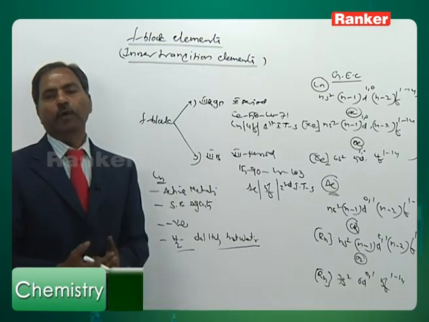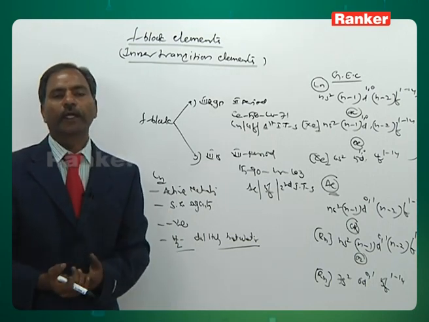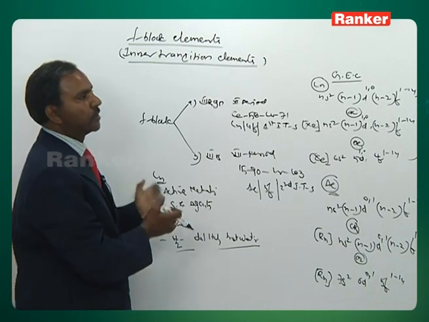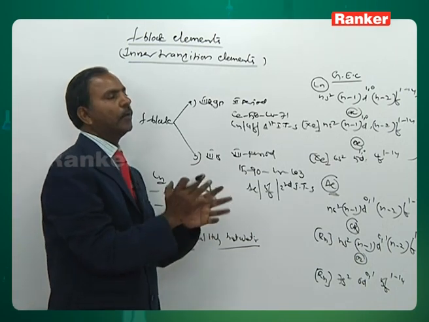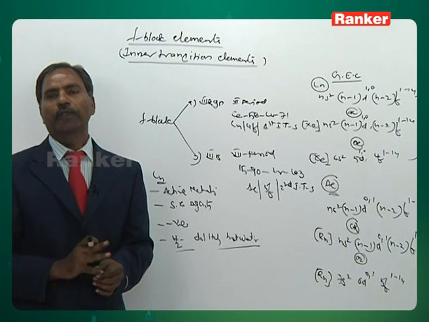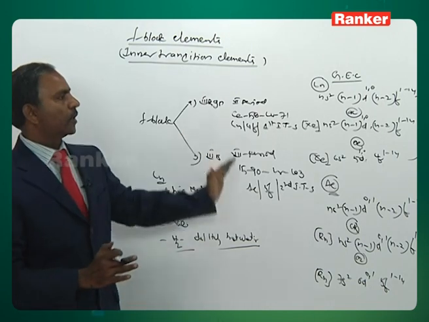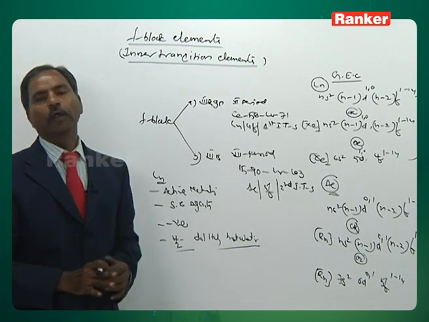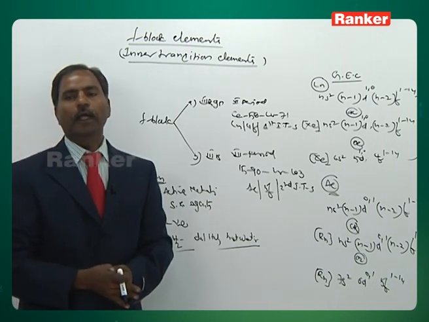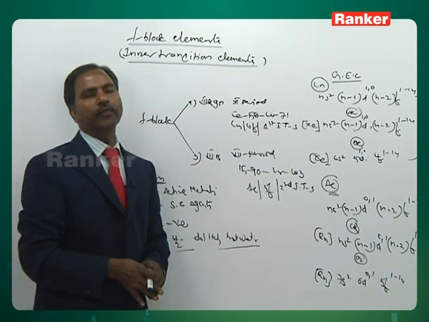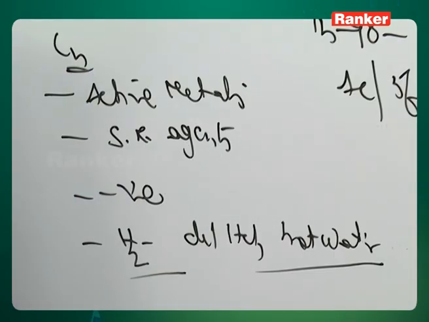Their properties are much more similar to first A group, second A group and third A group elements like aluminum. Some of the properties of these elements are similar to first A, second A and aluminum. This is the brief introduction about lanthanides and actinides, or f block of elements.